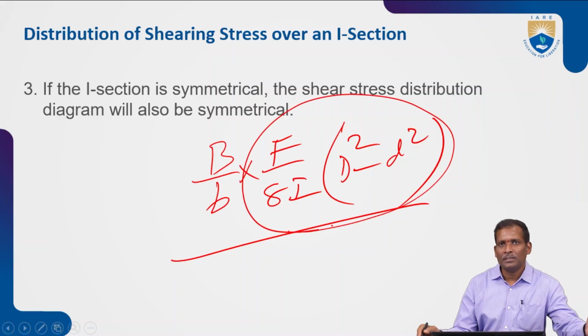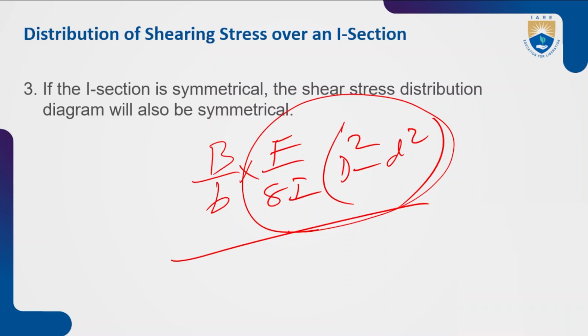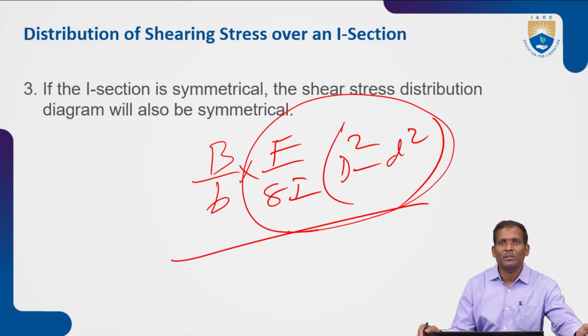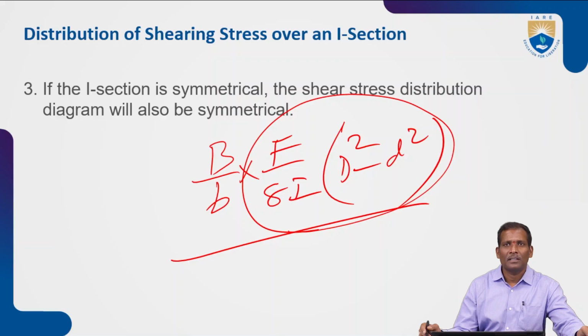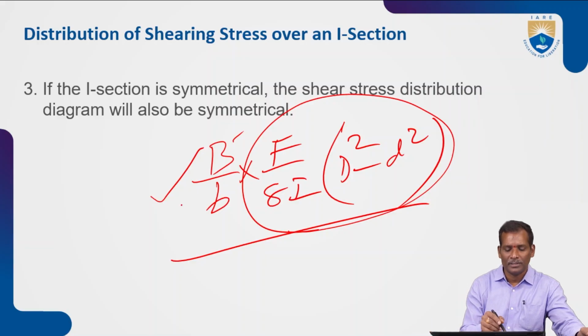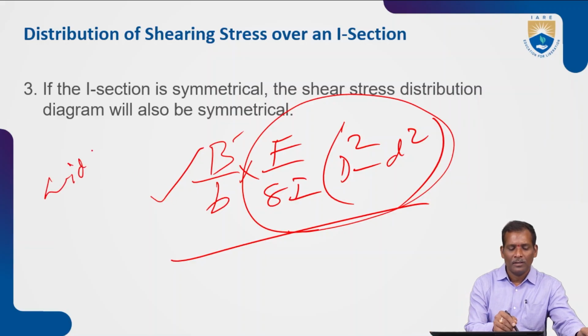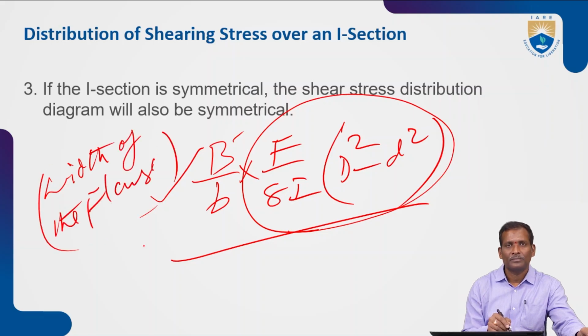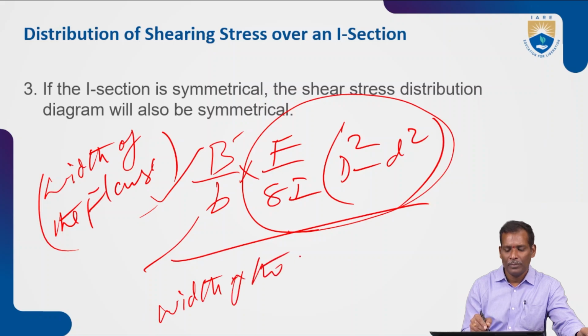So in the previous case, the shear stress is F by 8I into capital D square minus d square. Now, in the second case, it increases by capital B by small b times. What is capital B? The total width of the flange. Small b is the width of the web.